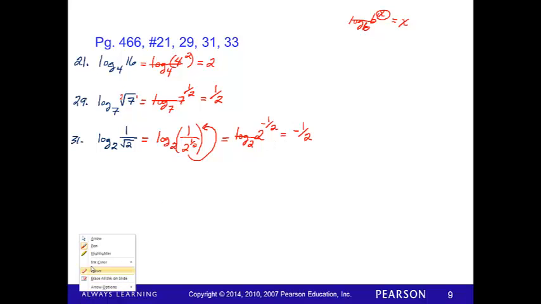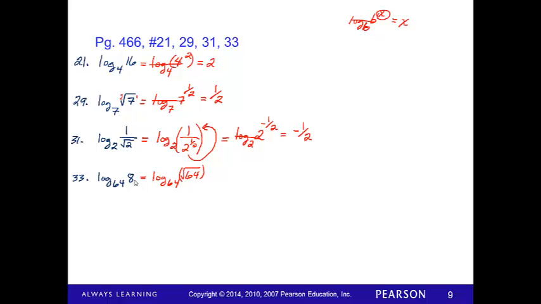And then one more, let's look at number 33. This time we have log base 64 of 8. Now I know I can write 64 as 8 squared, but you cannot change your base. You can only change your argument. So think, how can you write the 8 so that it's a 64? How are they related? So this is log base 64 of the square root of 64.